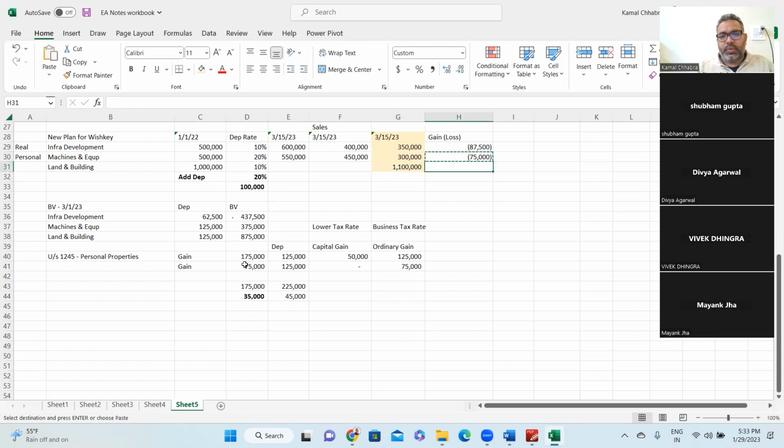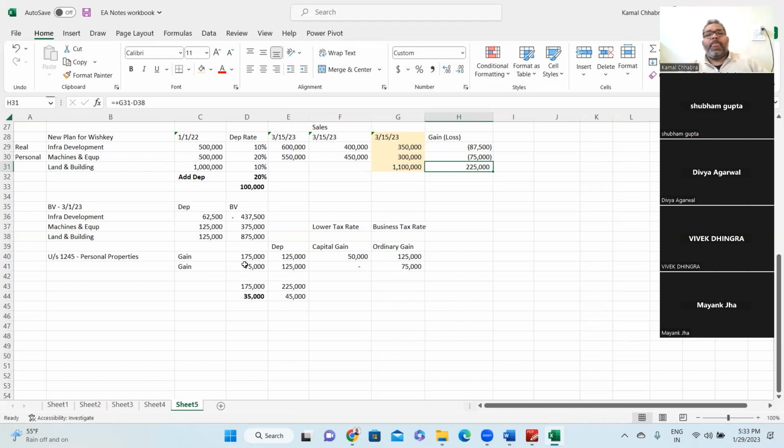$1.1 million. And here you have a gain of 225,000. So now you have three assets. One is your land and building. Second is the infrastructure you have developed. Third is the machinery and equipment you have placed, right? For the new whiskey plant, right?